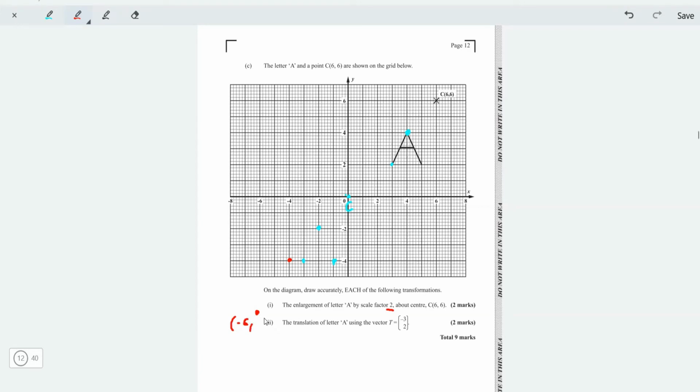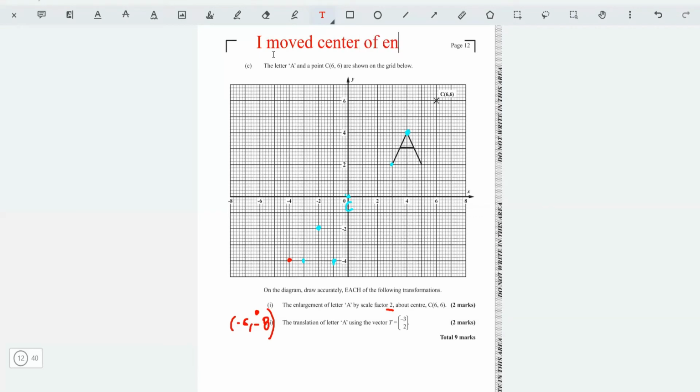It's not on the graph because this point is not going to be the final answer. All I'm doing is moving. First thing I did, just to slow it down a bit, is move the center of enlargement to the origin for now. Let me put a note: I moved the center of enlargement to the origin, because that's what we're used to. By moving it to the origin, that means we move A over here. This is how we move A over.